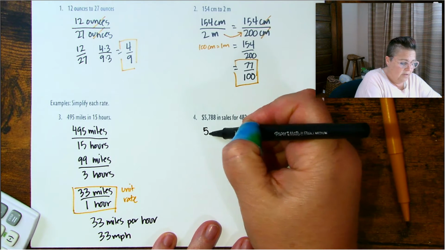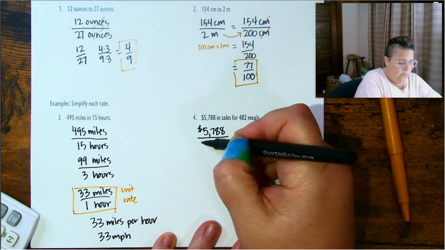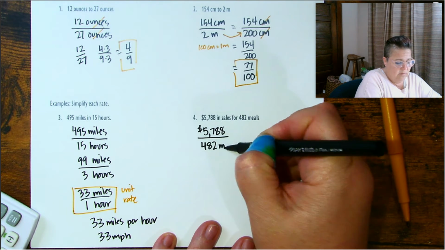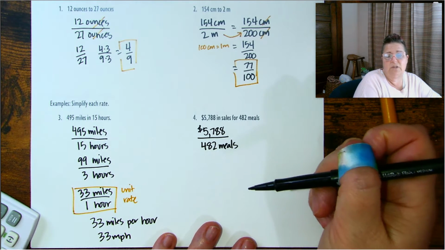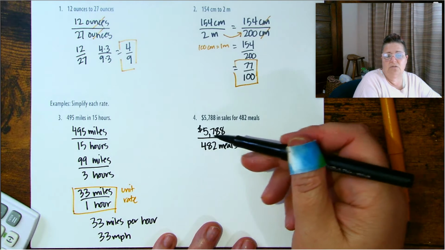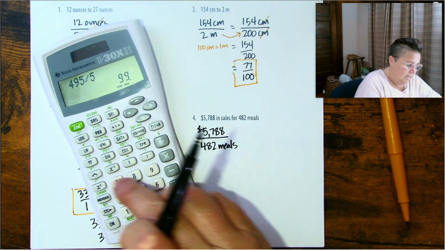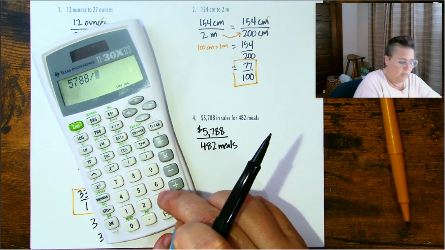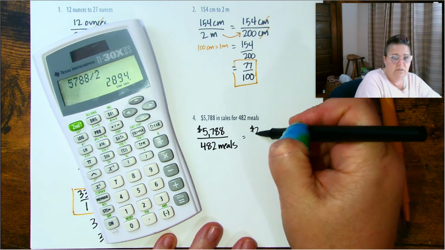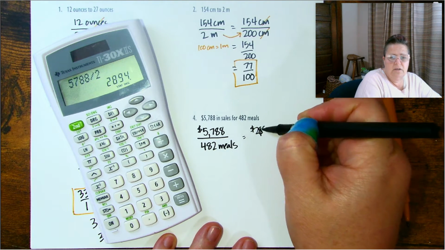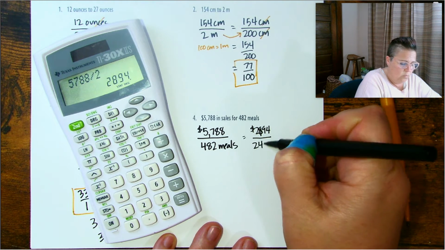Here we have $5,788 for 482 meals. I cannot cancel the dollars with the meals. They are different units, but I may want to look at reducing this. So 5788 divided by 2. So that's $2,894 over 241 meals.